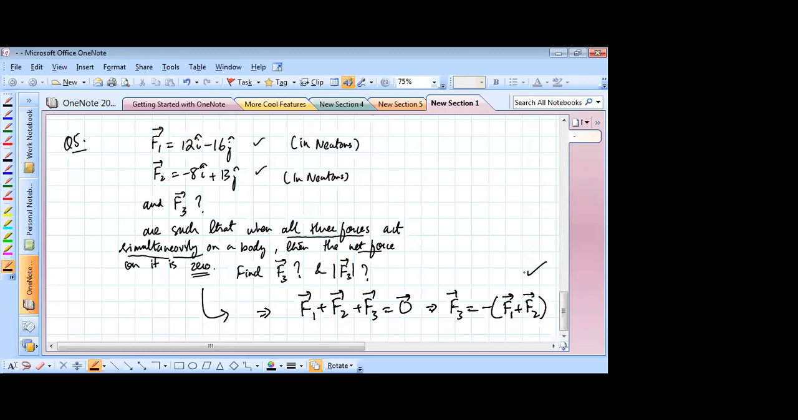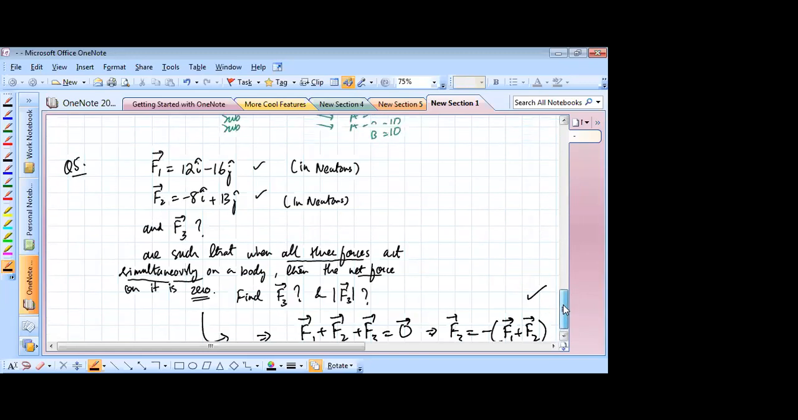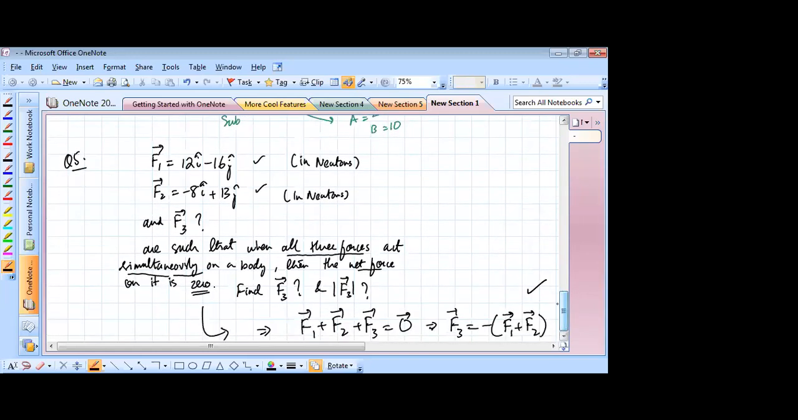Yes, very good. Somarup, your answer is correct. No, you have to just find these two things. You have to find the force and its magnitude. You can see in the question, what has been asked is you have to just find these two things.